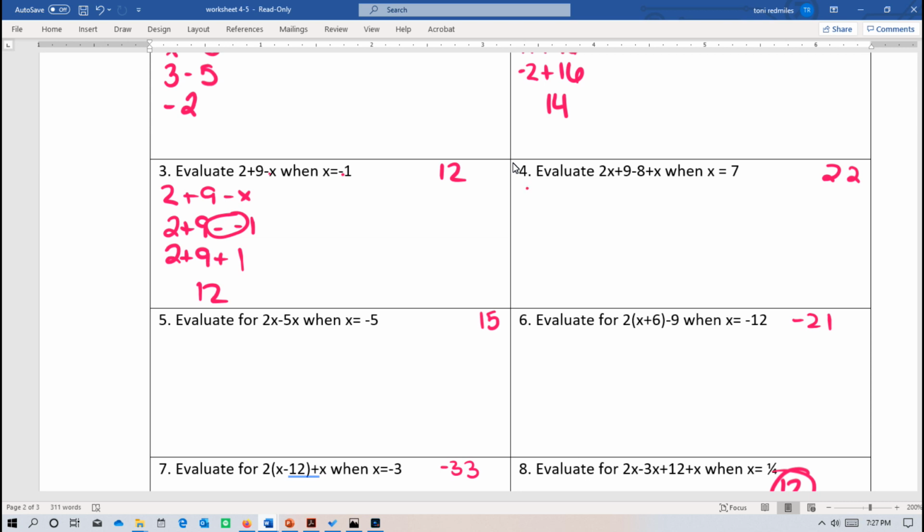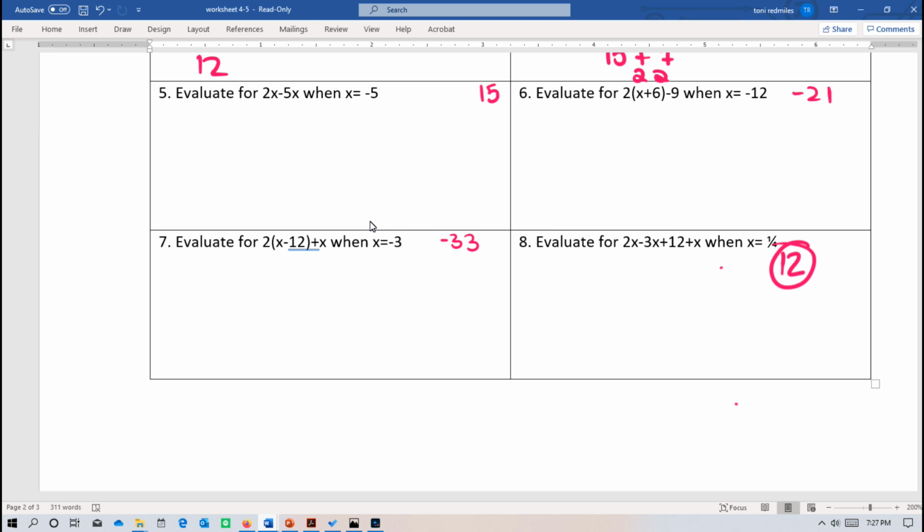All right, this one we're going to have some order of operations in it. Got to do that multiplication before I can do the rest. All right, so that multiplication is 14. Now I can just add and subtract from left to right. 14 plus 9 is 23. Minus 8 is going to be 15. Plus 7 is going to be 22.